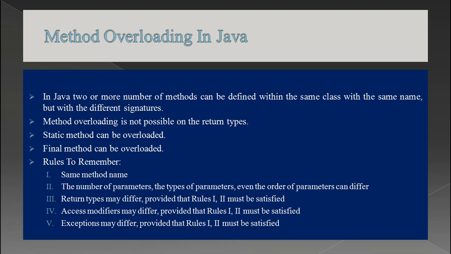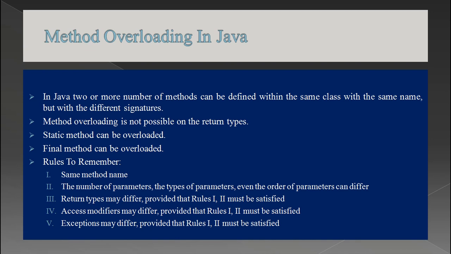Now we'll show one implementation. You can see that in the same class, say for example class A, we will define two methods, xyz. xyz is the name of the method. Another method will have the same name, xyz, but the signatures will be different. Signatures will be different in the sense that the number of parameters, the types of parameters, or the order of the parameters can differ.